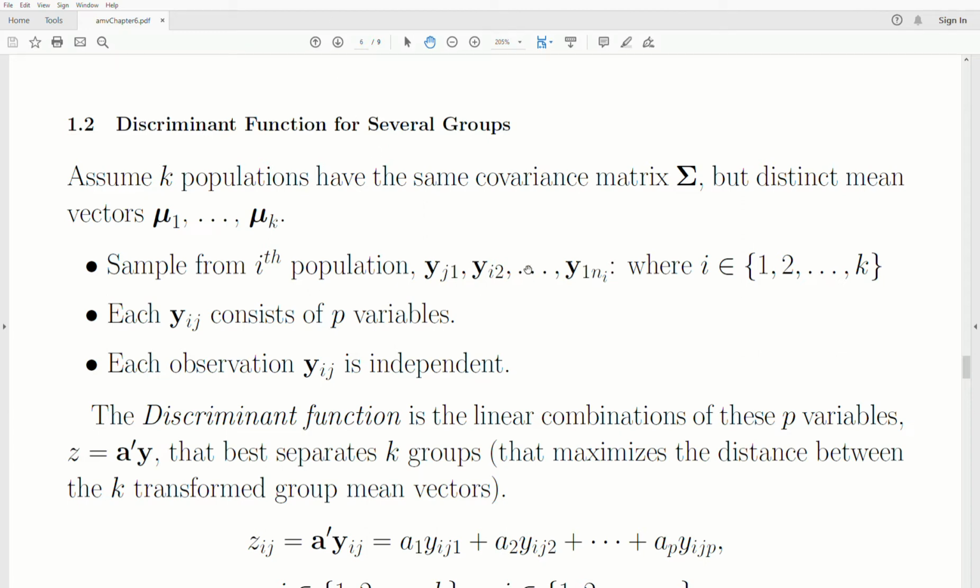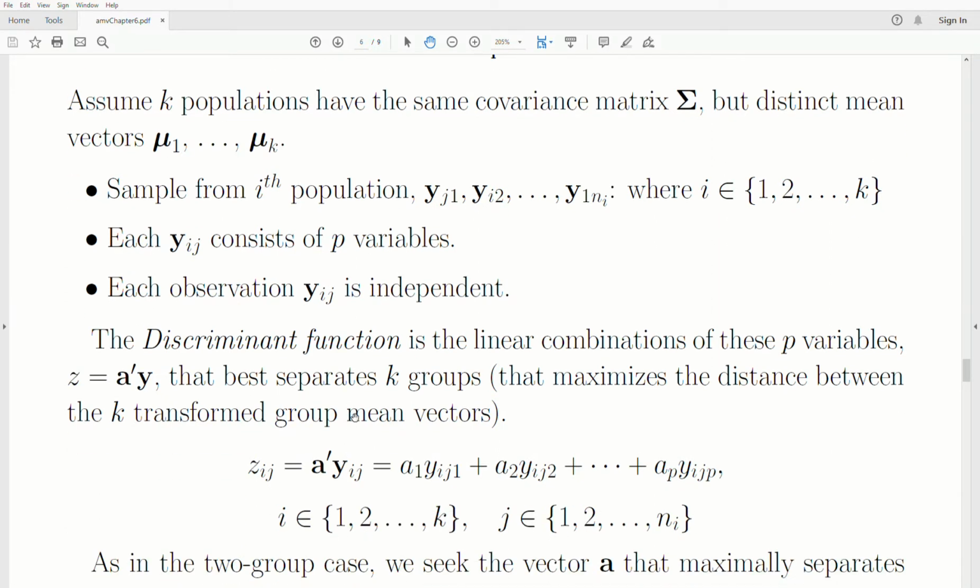So in the first video in Chapter 6, we looked at deriving the discriminant function between two groups. So let's assume there are k populations and they have the same covariance matrix, sigma, but distinct population means. We take samples from each of the populations, and there are k different populations. Each observation is a vector with p variables in it. Each observation is independent from one another.